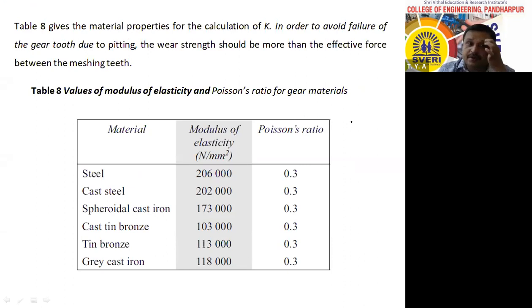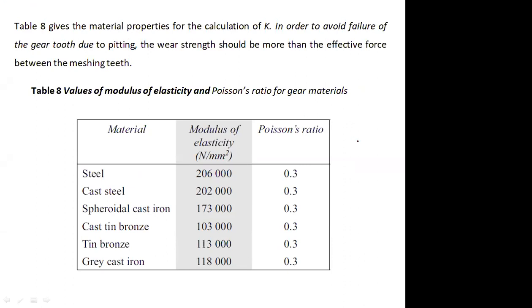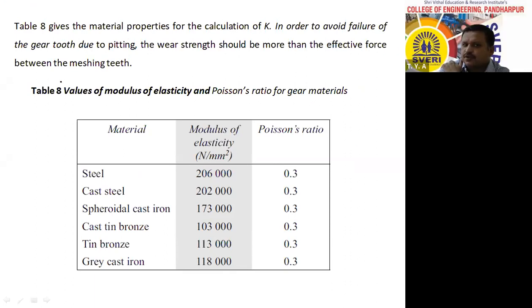In order to avoid failure of the gear tooth due to pitting, the wear strength should be more than the effective force between the mating teeth. Table 8 gives values of modulus of elasticity and Poisson's ratio for gear materials. The first column is gear material, the second column is modulus of elasticity in Newton per mm square, and the third column is Poisson's ratio. Poisson's ratio, as you know, is a pure ratio, that's why it has no unit. It is lateral strain divided by linear strain.